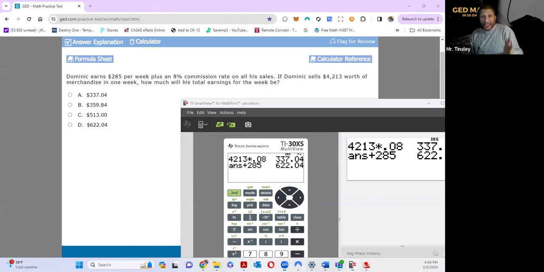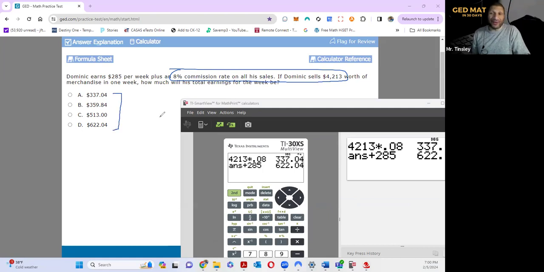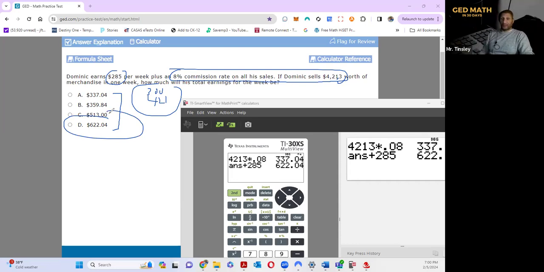This is what people get all confused about. If I have to find a commission, I need to find a part of a number. 8% of 4213. I'm not even doing 8%, because when I look at these answers, they're not even close to each other. So I'm going to estimate. I'm going to take 10%, move that decimal one place. That's 421. That's close to 300, so my answer has to be close to 700. It's only one number that's even close to 700. Done. That's 5 seconds.